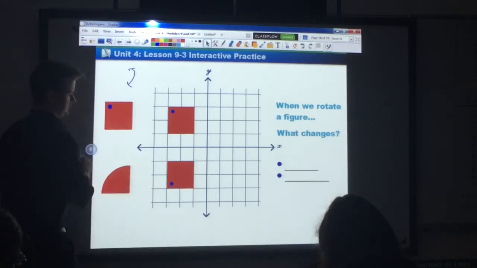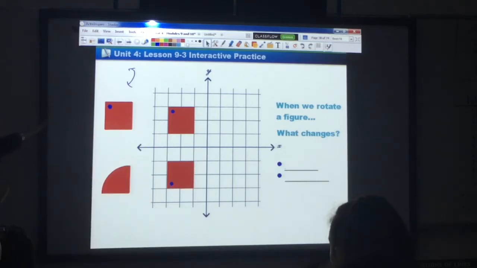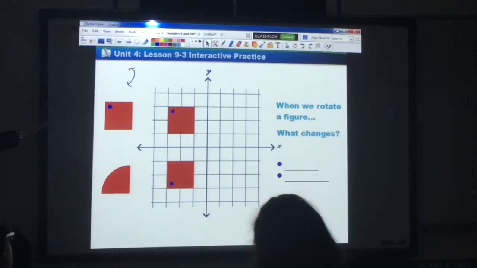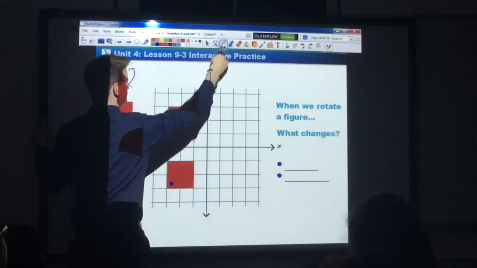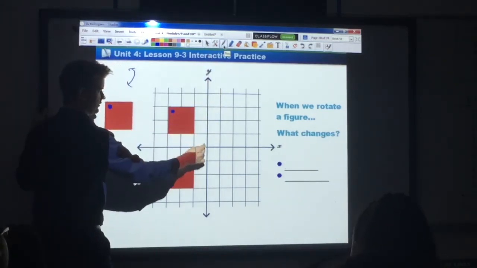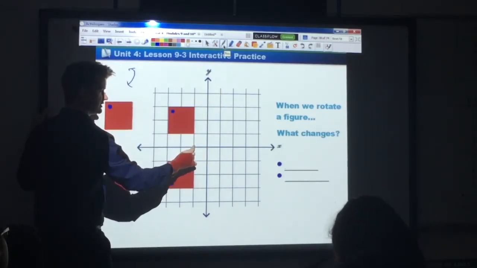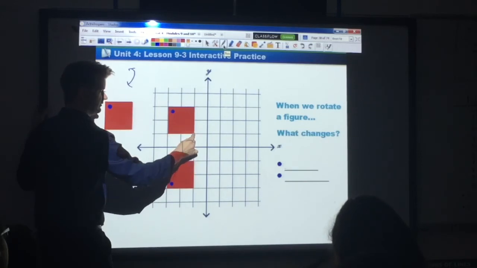Stop. Is that correct? Yes, it is. And a quick way to check that orientation is good and the position is good is to notice that the corner of this square is located 1 unit to the left, 1 unit above the origin.